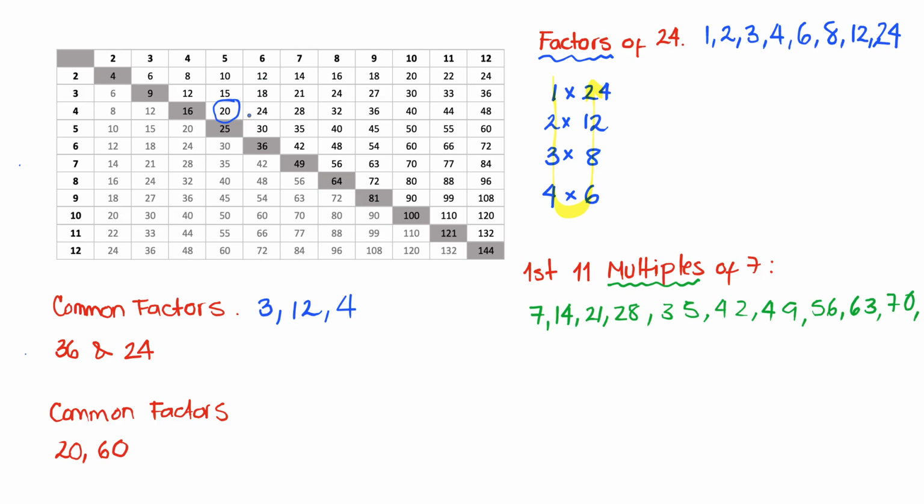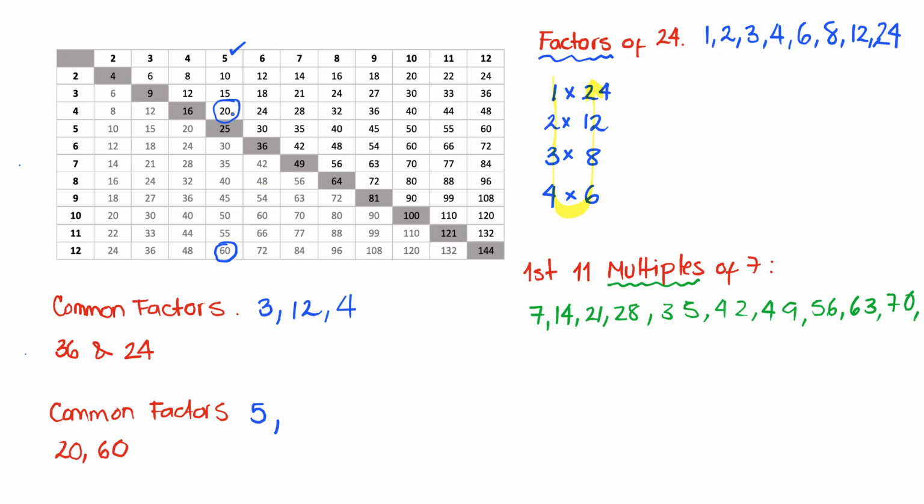Here, do I have a 60 in the row? Yes. Boom. So that means that if I go into the 20, and then if I double, look, it's 60. So what is a common factor between 20 and 60? 5. 5, because they're in the same column. So it's going to be 5.